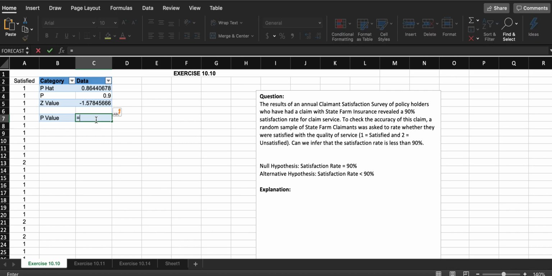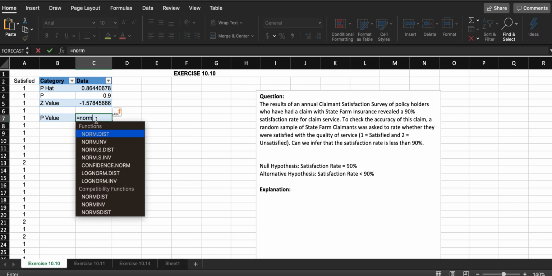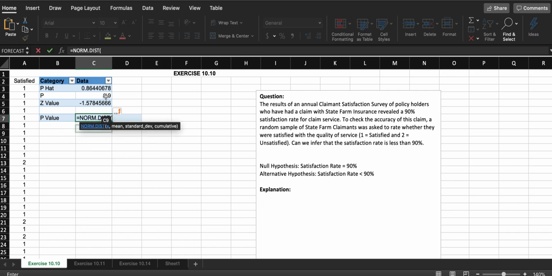So the formula for this is NORM.DIST. Now your x value is your calculated value that you were given. Our mean is 0 and our standard deviation is 1. Now it's because we use 0 and 1 because we're assuming that it is a normal distribution. Anything that has a normal distribution has a mean of 0 and a standard deviation of 1. Now cumulative, you're always going to put true.